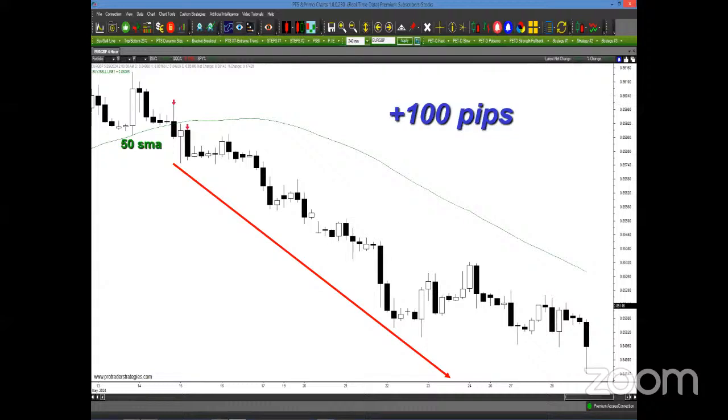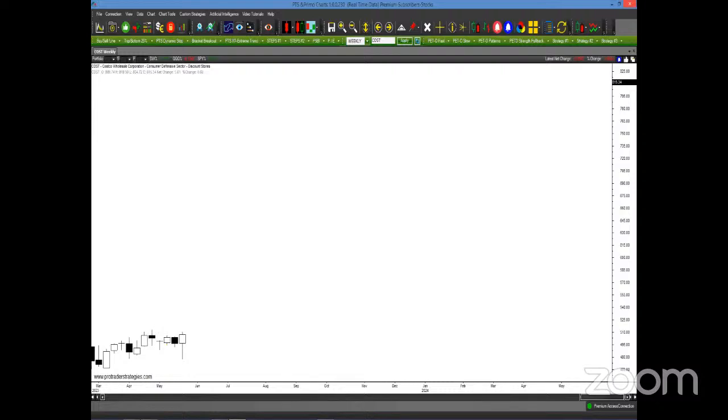Okay, see how simple that is? That's roughly $1,000 per unit on a 4-hour chart. Now, what if we're an investor, or what if we're a swing trader? We like to look at weekly charts. Okay, let's go back a little over a year and look at this weekly bar chart of Costco.